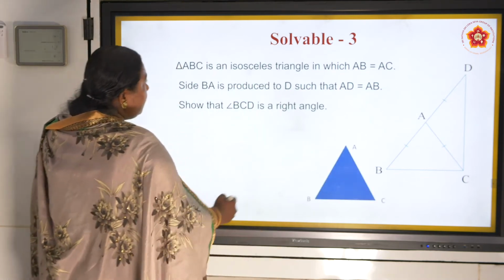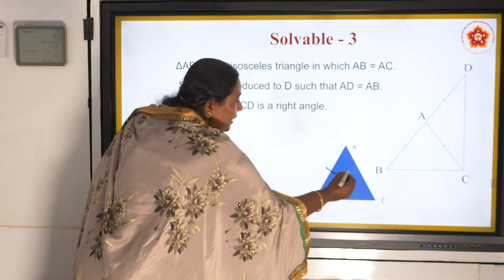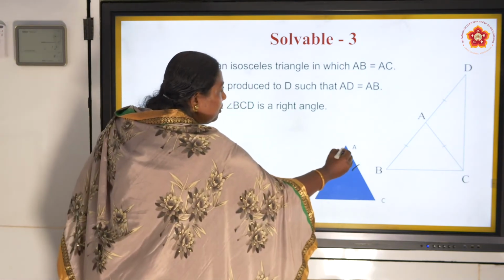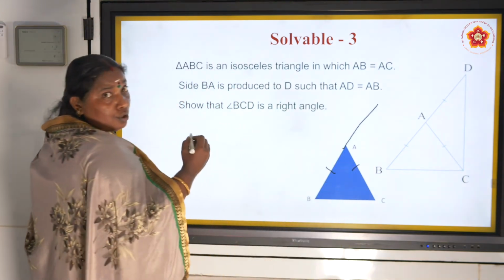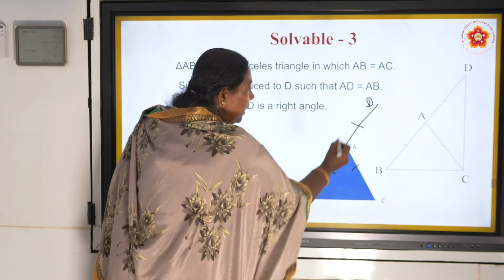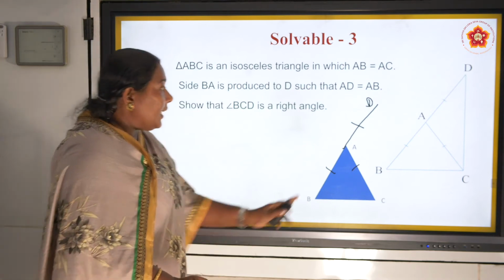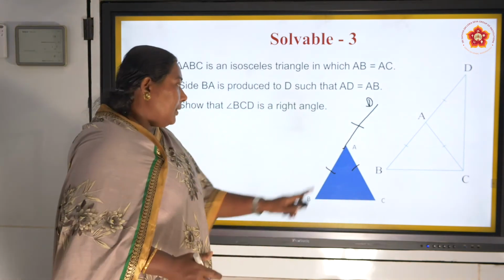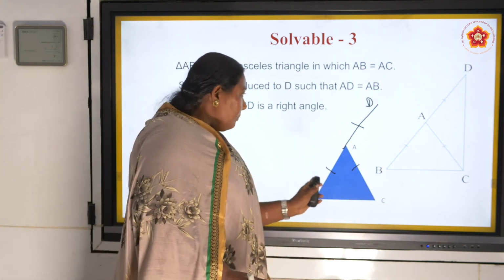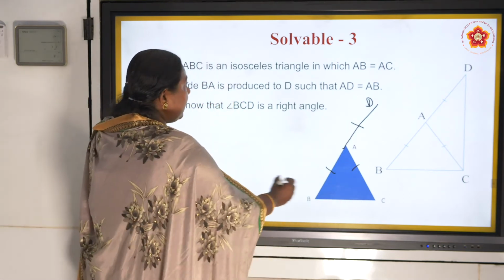Triangle ABC is an isosceles triangle in which AB is equal to AC. Side BA is produced to D such that AD is equal to AB. That means indirectly they are telling AD is equal to AC. Why? AB is equal to AC and AB is equal to AD. So AD is equal to AC. Is it right? So next, what are they telling?